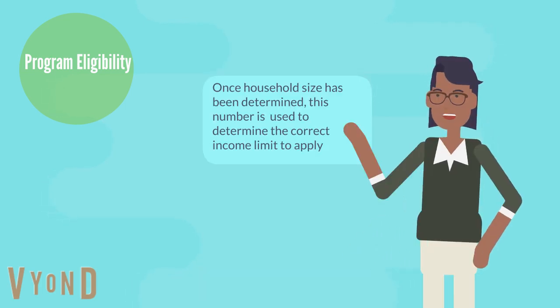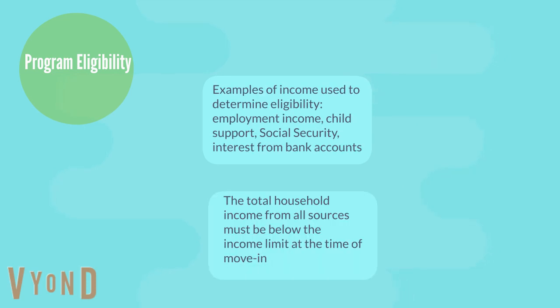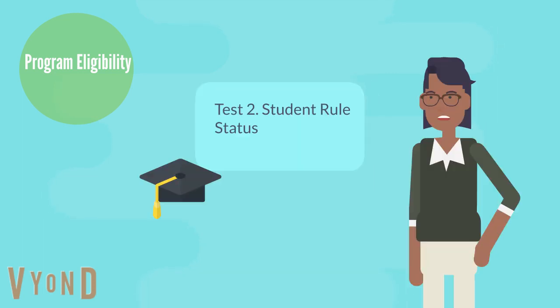So once household size has been determined, this number is used to determine the correct income limit to apply. Some examples of income used to determine eligibility are employment income, child support, Social Security, and even interest earned from bank accounts. The total household income from all sources must be below the income limit at the time of move-in.